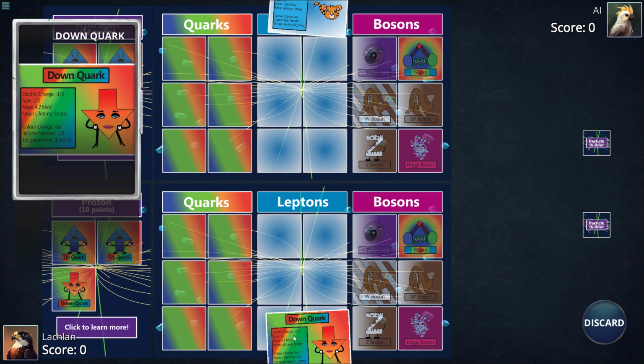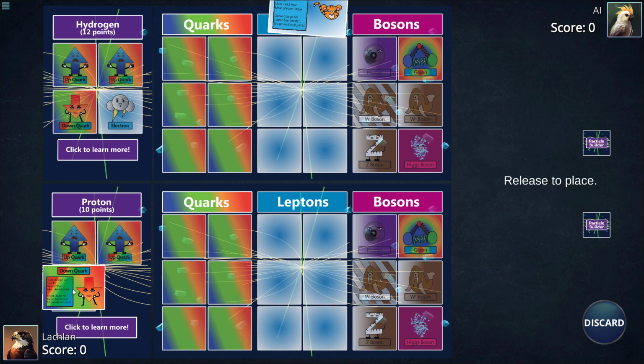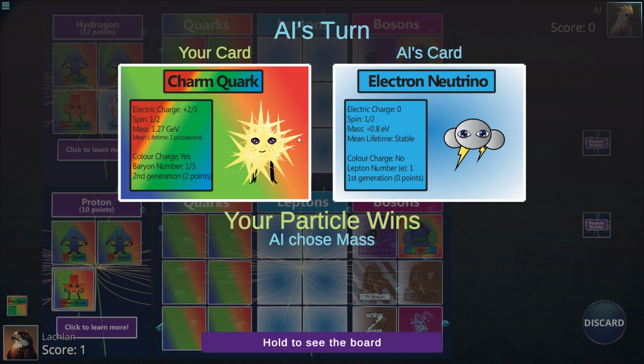So I now can take my card, which appears at the bottom, and I can place it in the relevant area. So a down quark is a quark, so I could place it in the quarks area just here. But I can also place it in my target, the proton. See, I need a down quark, so I'm going to take it and put it just there. And the AI plays its card, and now it's the AI's turn.